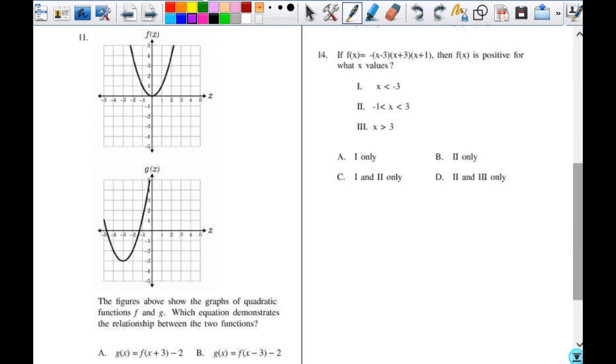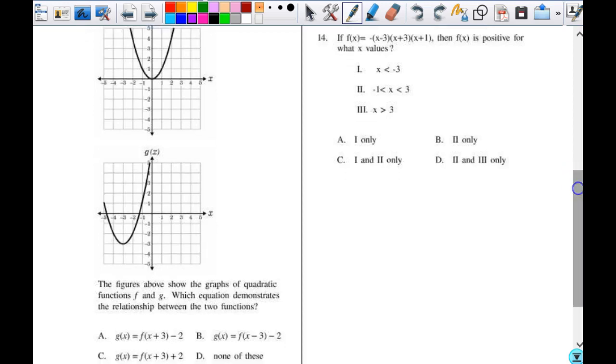Alrighty, number 11. It says the figures above show the graphs of quadratic functions f and g. Which equation demonstrates the relationship between the two functions? All right, so looking at the answer choices, there's just some sort of transformation, right? So let's look first at what's happening with y. Here it's at 0, 0. Here it's at -3, -3. That means it is a vertical shift down of 3, which means I would need a -3. There isn't even one of those. Then I also have to shift it to the left 3, which means I would actually be adding it. So this part looks good. This one does not because it's a shift to the left. But then it's shifted down 3, which means this should be a -3, not a -2, so none of those work. Your answer is D.